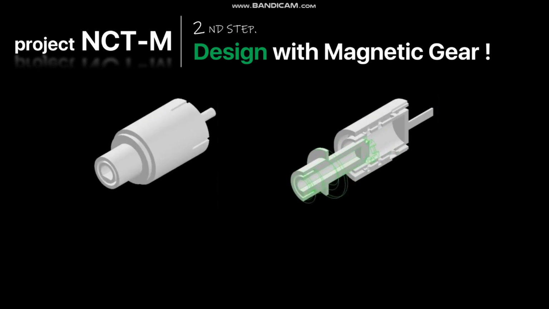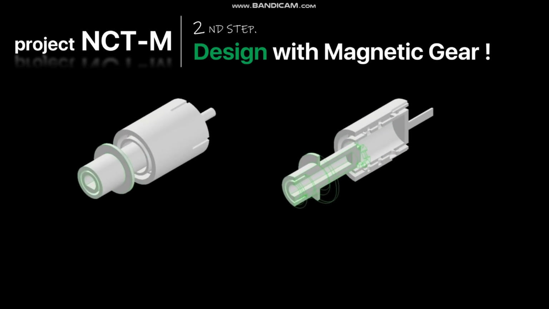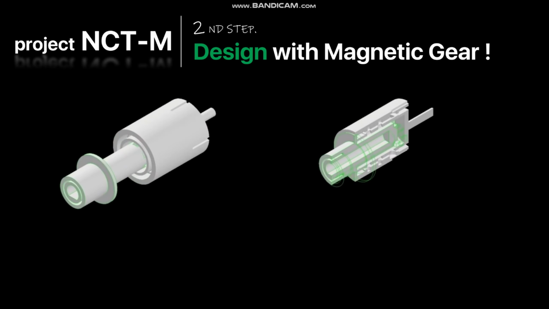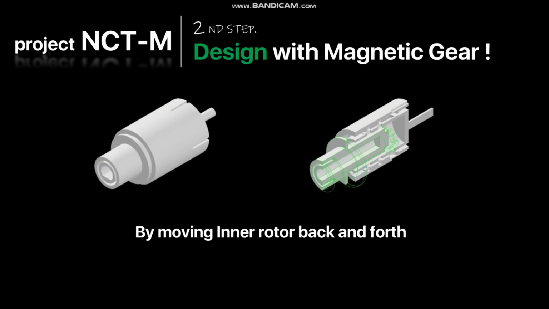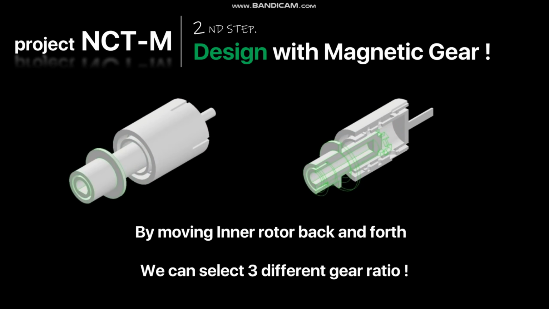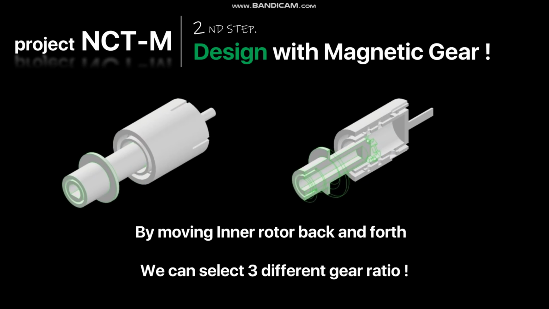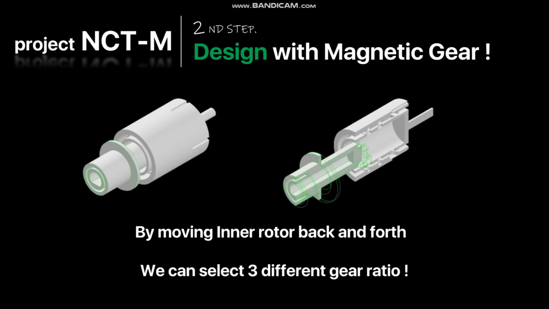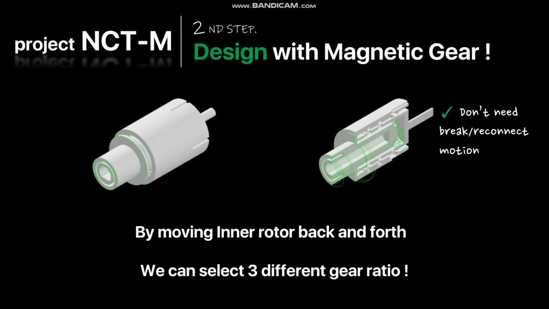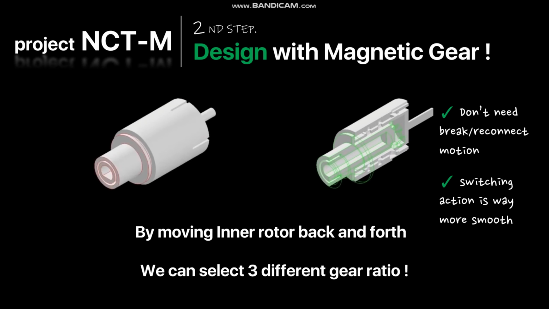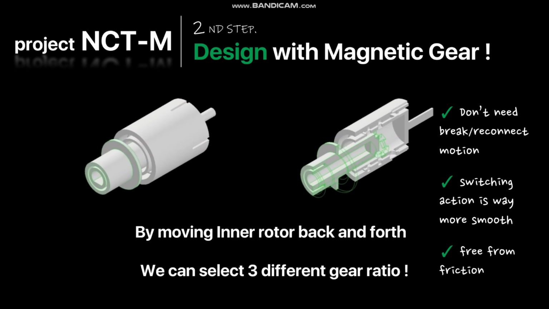In outer rotor, there are 3 different magnet areas. So by moving inner rotor back and forth like this, we can select 3 different gear ratios. Switching gear and using another gear ratio is the main function of a transmission system. Thanks to this design, we don't need braking and reconnecting motion at all. And because there is an air gap, switching action is way more smooth and free from friction.